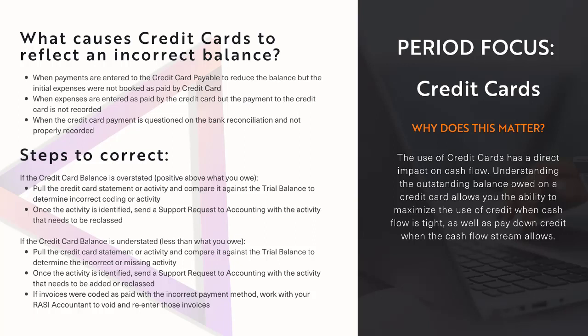If the balance is less than what you owe the credit card, you would identify the incorrect activity and communicate with your accountant any activity that needs to be added or reclassed. Now, if any invoices were coded as paid with the incorrect payment method, you would want to work with your accountant to ensure invoices are adjusted, and most importantly, all bank activity is reflected correctly.